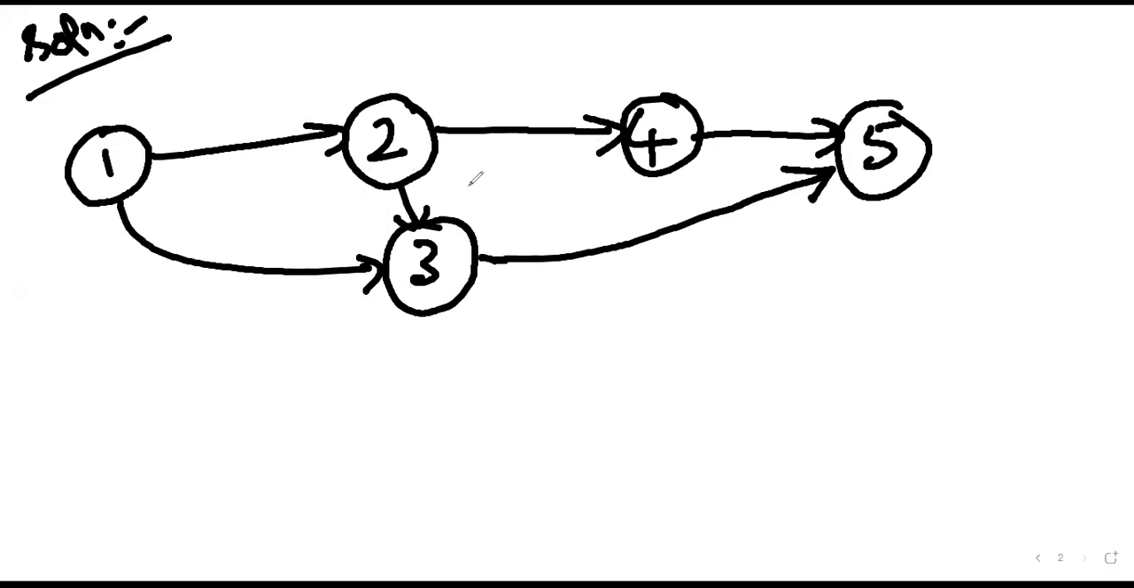No. What are the durations? 1-2 is 6. 2-4 is 5. 4-5 is 8. 1-3 is 5. 2-3 is 6. And 3-5 is 3. This is the project network. So first part of the question is over.